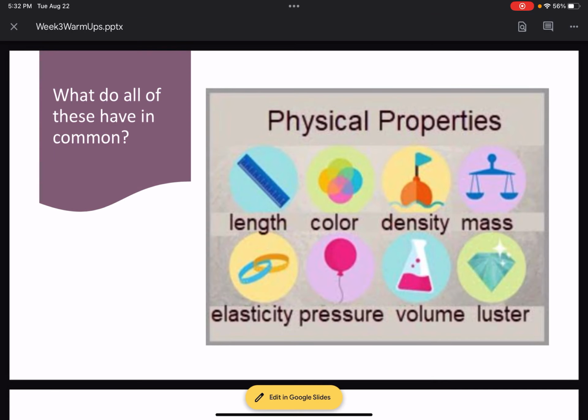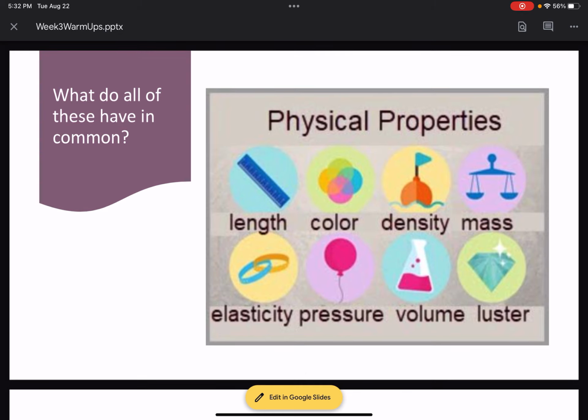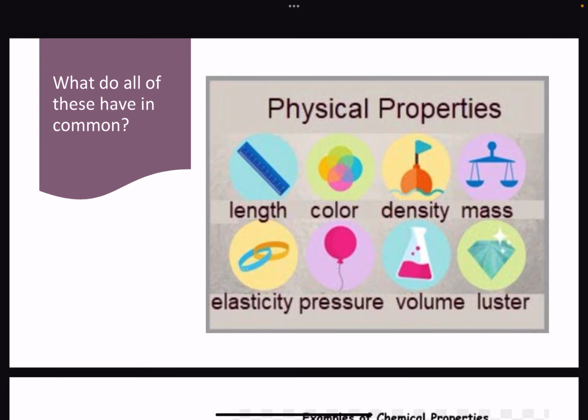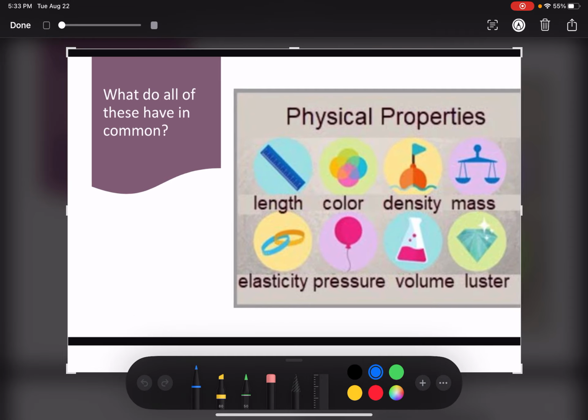All right, guys, we're going to jump into our review for your quiz. The first thing I want to say is that when we are taking our quiz and preparing for that, looking over our notes, we need to understand the difference between chemical and physical properties. So let's just take a second to look at that.